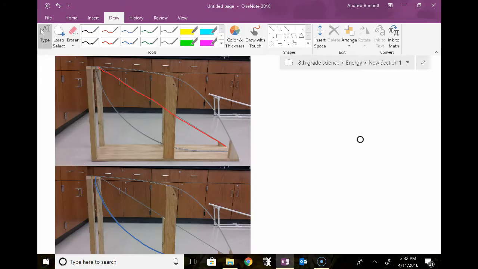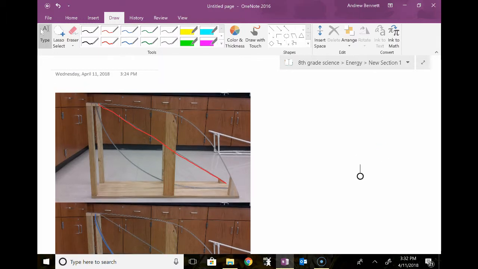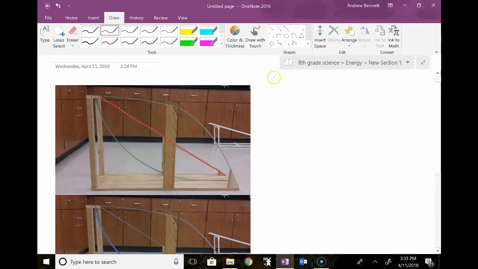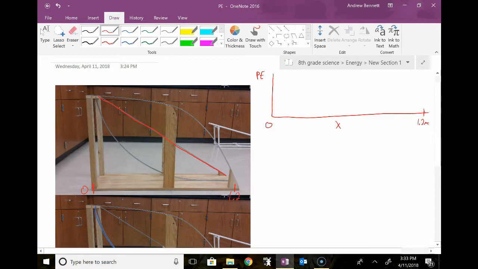So for each of these different ramp shapes, we're going to think through changes in energy and associated changes in speed. So to start with, the straight ramp outlined in red here, we'll think about potential energy over time and how that changes. So we'll make a little graph here. Potential energy, and this will be the X position. I measured this out. This is, we'll call that 0. And this is 1.2 meters away. So we'll put our 0 here and 1.2 meters over there.